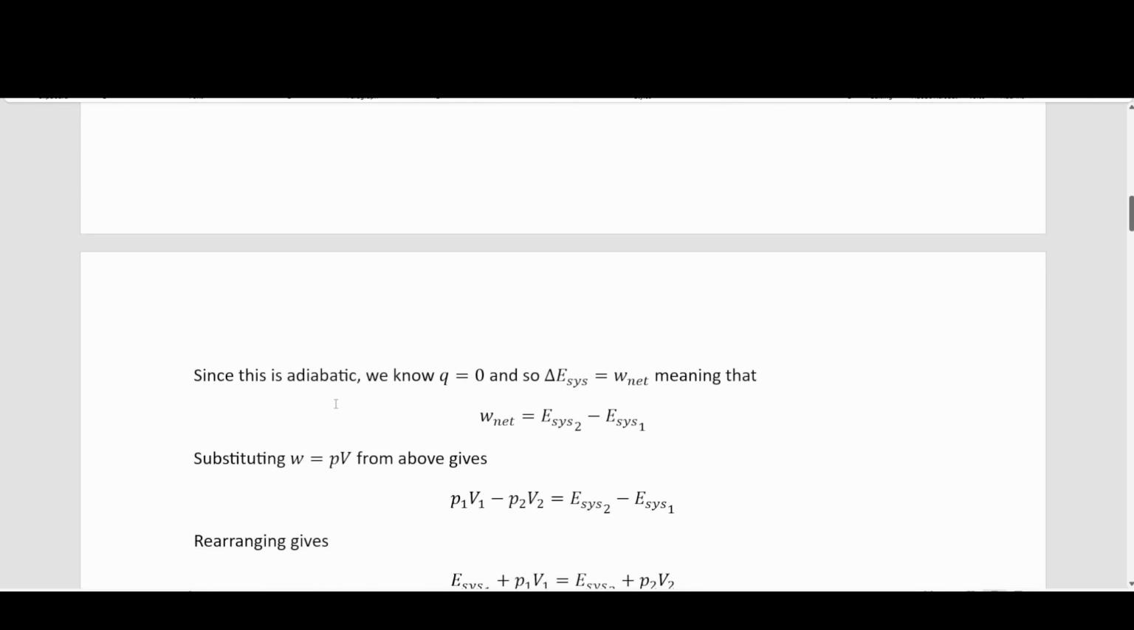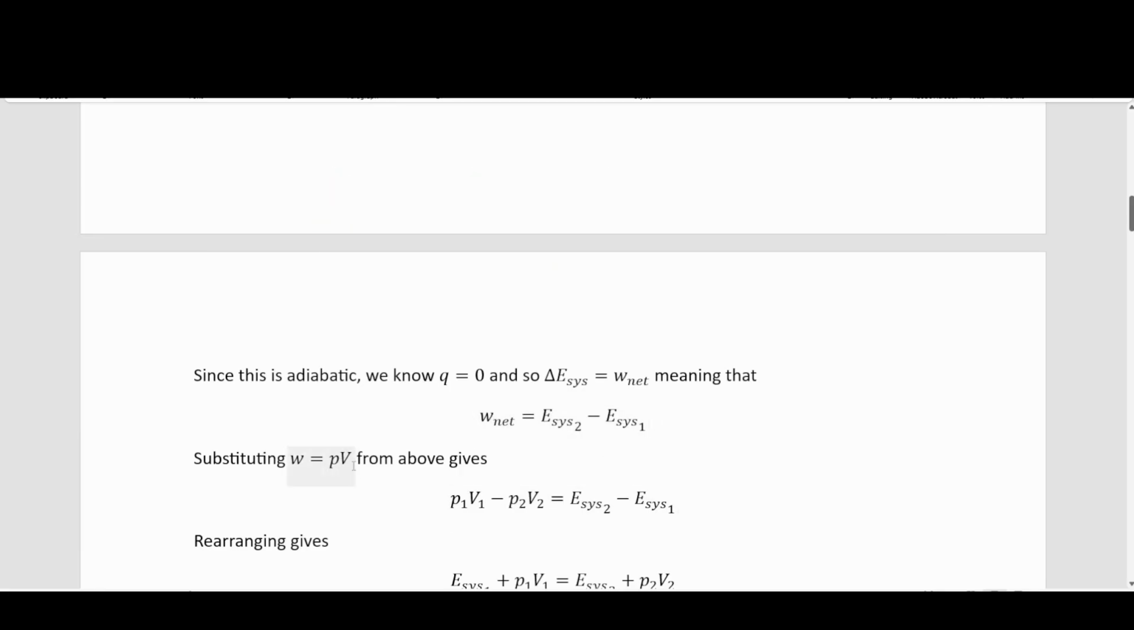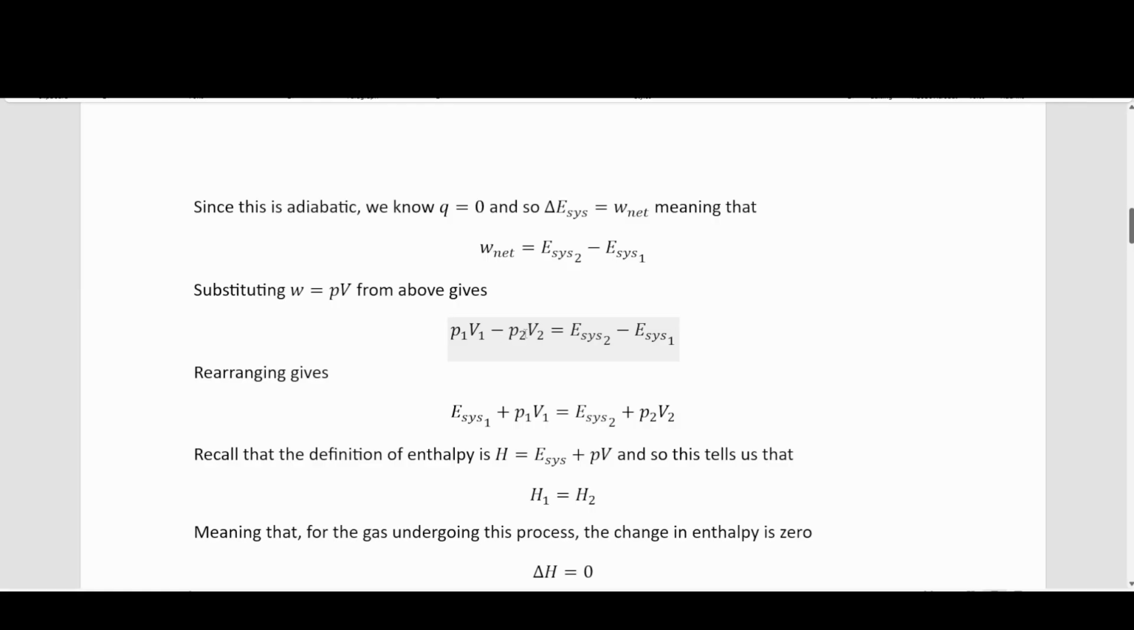Since this is adiabatic, we know that Q is equal to 0. There is no heat exchange. Therefore, the internal energy change is equal to the net amount of work done, meaning that the net amount of work is equal to the E of system 2, so that's the internal energy of system 2, minus the internal energy of system 1. If we substitute PV for W up here, we end up with P1V1 minus P2V2 equals the internal energy of system 2 minus the internal energy of system 1.